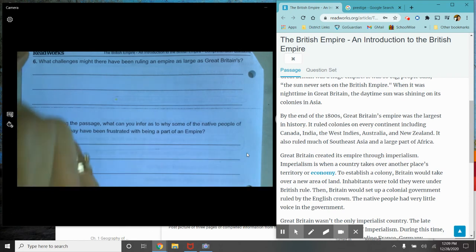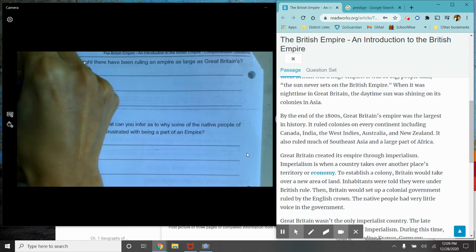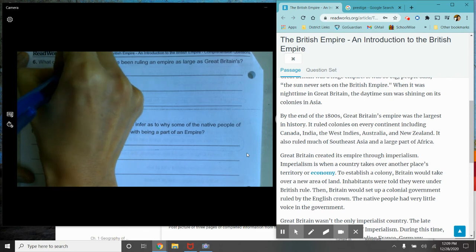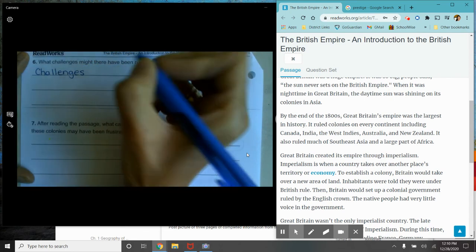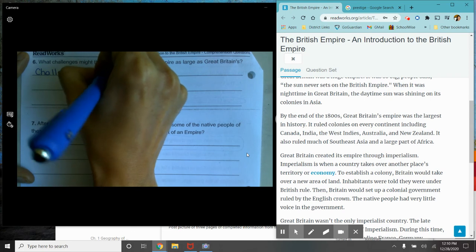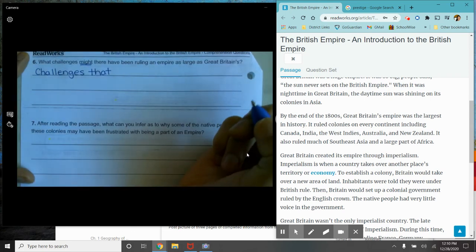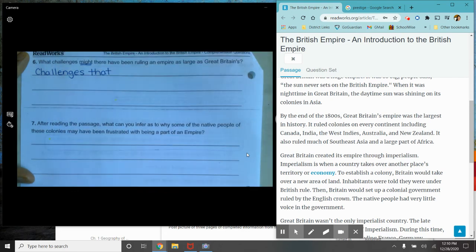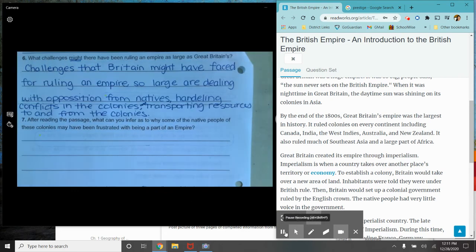So what challenges? So let's think about this and put them all together. Feel free to write your own challenges. And we have the keyword might, right? So there's no right or wrong answer. So, challenges that Britain might have faced for ruling an empire so large are dealing with opposition from natives, handling conflicts in the colony, and transporting resources to and from the colonies. Feel free to think of anything else. These are might. So, definitely interested to see what you think are challenges that Britain would have faced.